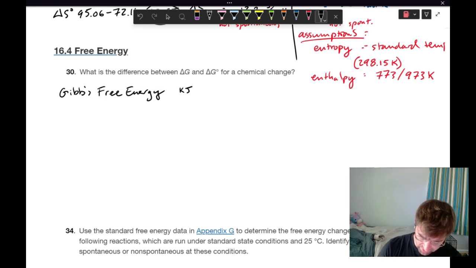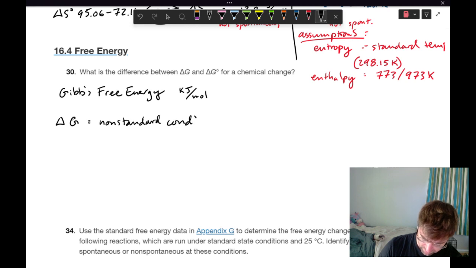And this is typically reported in kilojoules per mole. So delta G is the Gibbs free energy at non-standard conditions. So this can be used for pretty much any reaction.